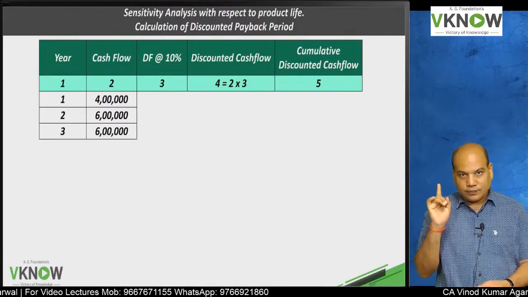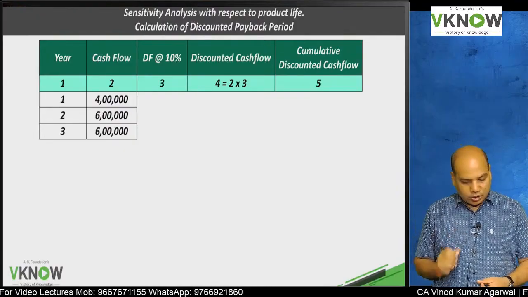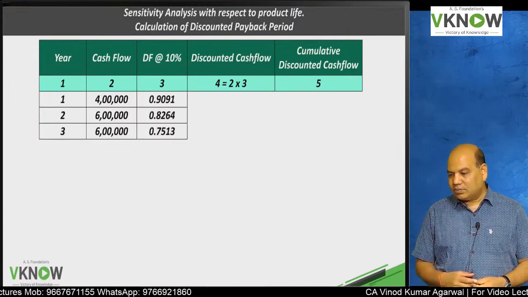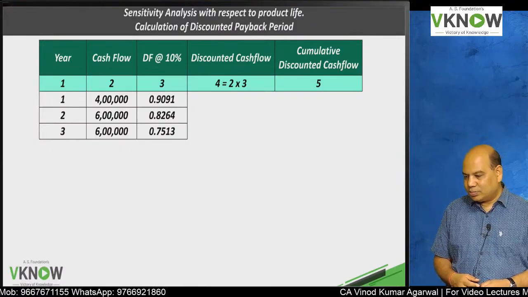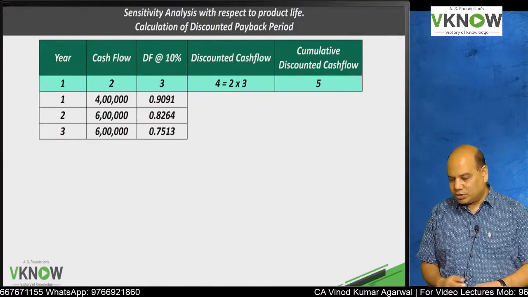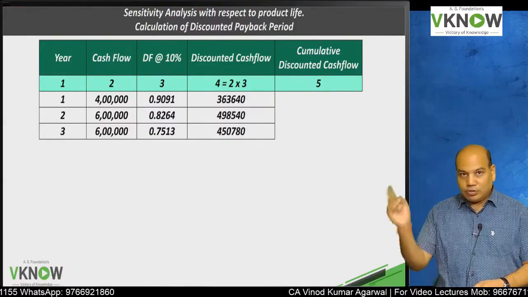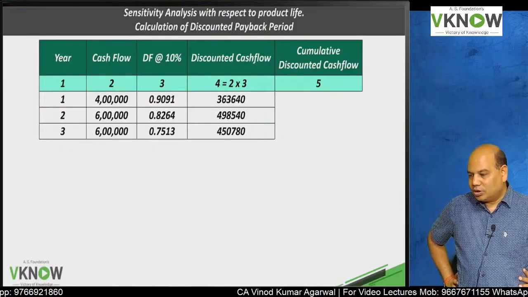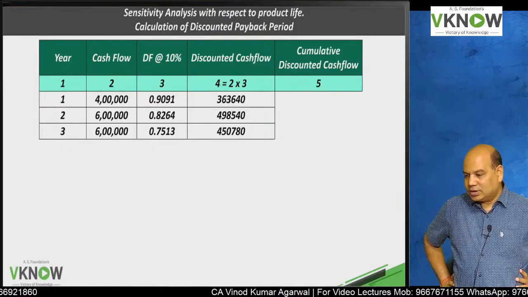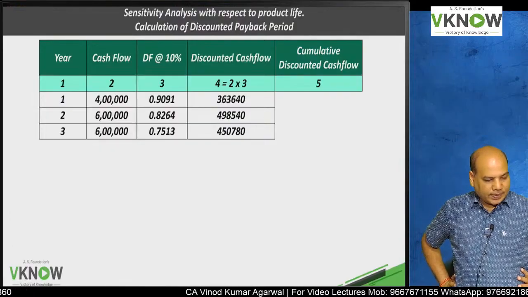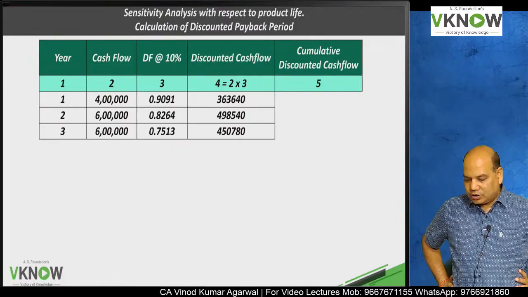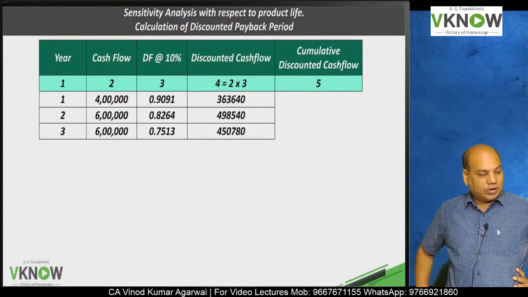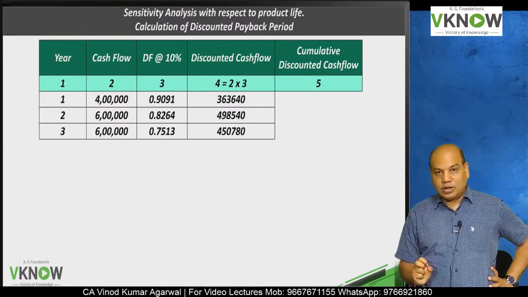Cash flows in the original question are 4 lakh, 6 lakh, 6 lakh. In the original question, the discounting factor at 10% is already calculated: 0.9091, 0.8264, 0.7513. Even this column we have computed in the original answer. You can copy from there: 363 640, 498 540, 450 780. A smart student will not calculate. He has already done it. He will just copy it from there.